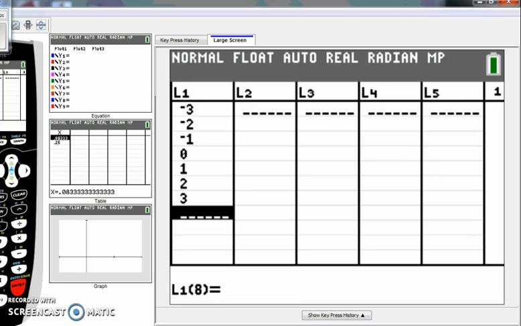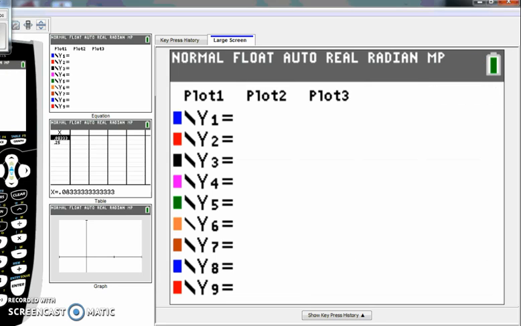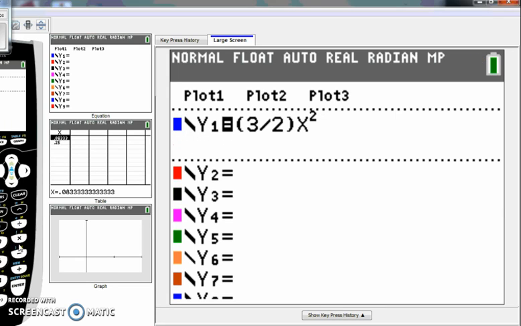Now, does that mean that I'm going to have to type in that function 7 different times? No. So now you go to your y equals, and you type in your function: 3 halves x squared minus 3x plus, and then you get to the c. You're not going to put c, you're going to put L1, because that's where we just typed those numbers in. If you look right above your 1, you should see a little L1. So press second 1, and look at that. It puts L1 in for us.